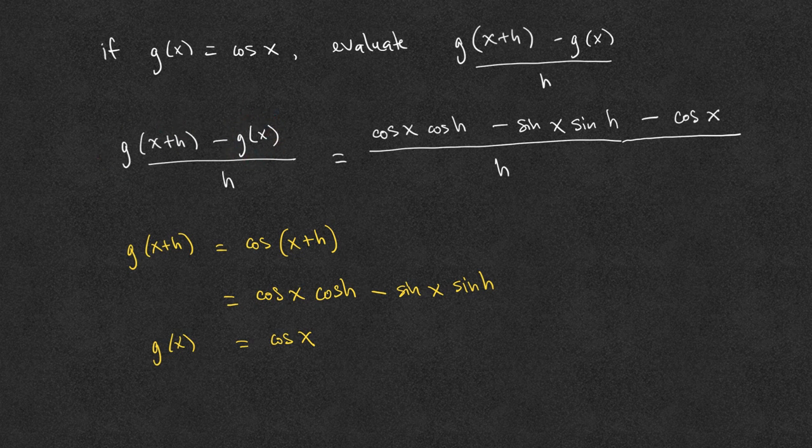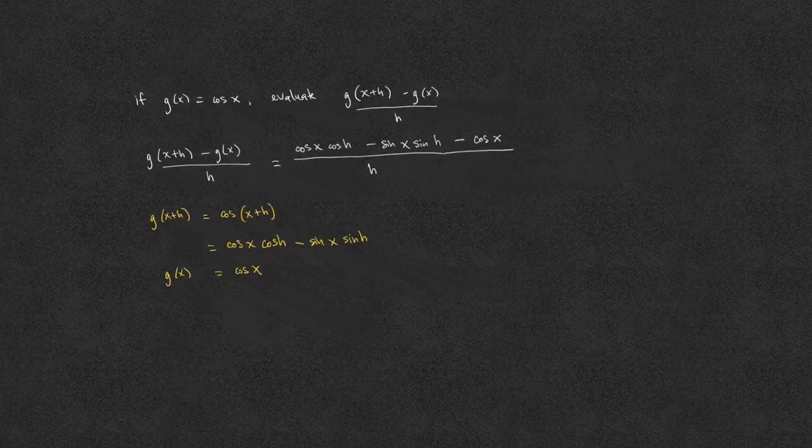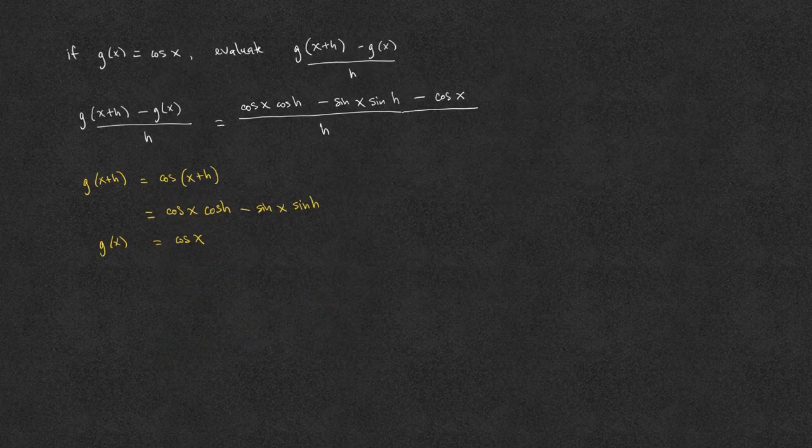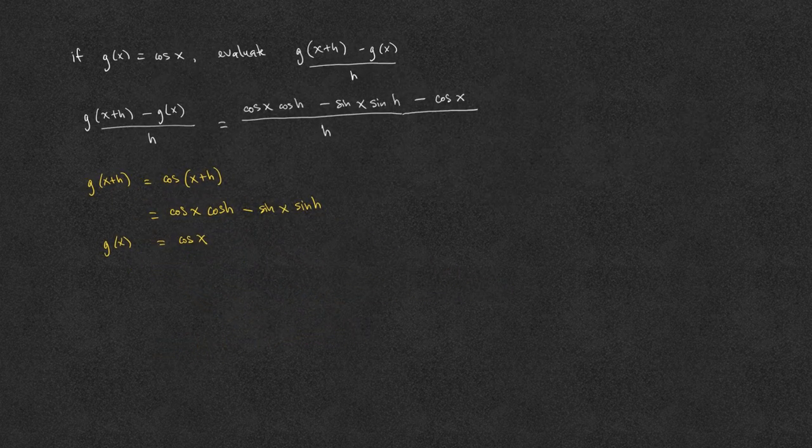G of x plus h is a lengthy expression. We simply rewrite it, but we still need to subtract g of x, where g of x is cosine of x. We then simplify this. We see that in the numerator, the first term, cosine of x, cosine of h, and the last term, cosine of x, has a common factor, which is cosine of x.